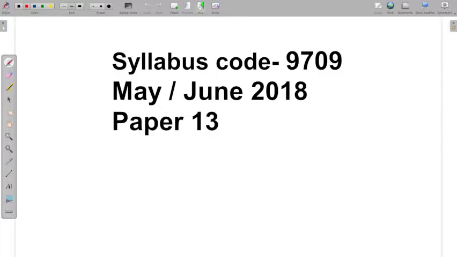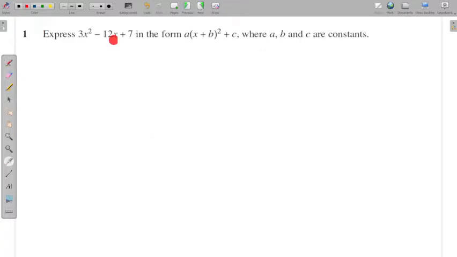So they have said in this question that we have to express this quadratic equation in this form. So here what we can do first is we can take 3 common from these first two terms, and if we do that, so 3 in brackets, then we're going to have x square minus 4x plus 7. So this is the first step.